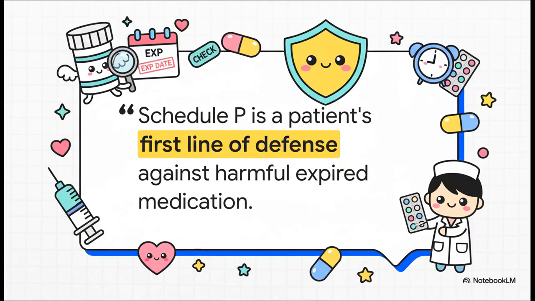And this is such an important point to remember. Schedule P isn't just some technical rule about putting a date on a box. It's a patient's first line of defense. Every single time a pharmacist checks an expiry date, they are personally enforcing Schedule P and protecting that patient from harm. It's a huge responsibility.